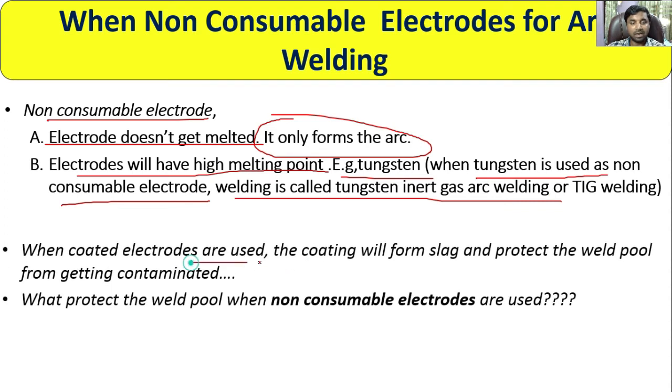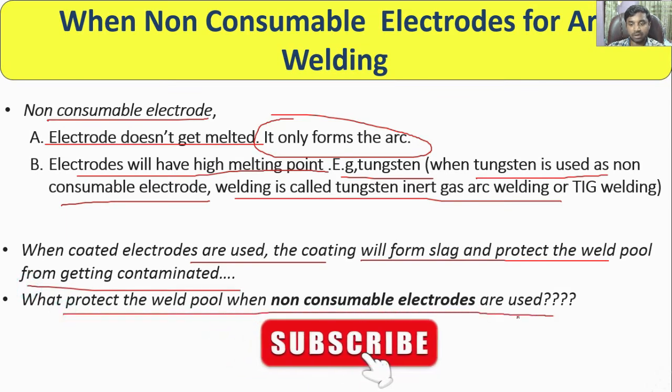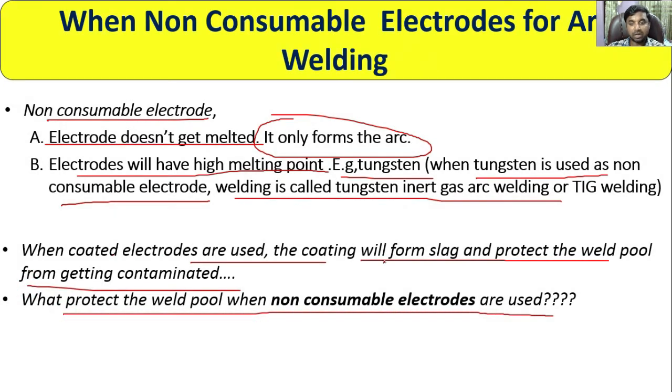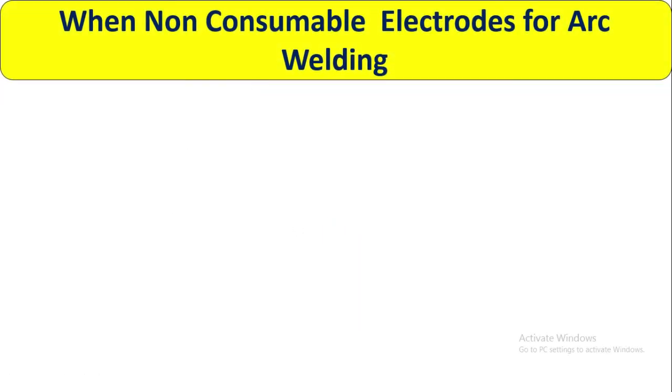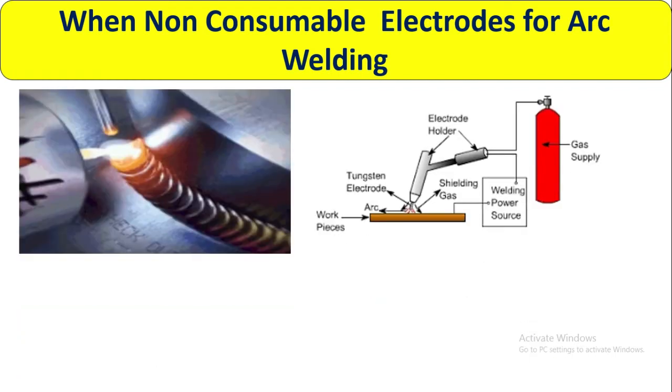When coated electrodes are used, the coating will form a slag and protect the weld pool from getting contaminated. But what protects the weld pool when non-consumable electrodes are used? In the coated electrode you can see there is a slag, the coating, that protects the weld pool from getting contaminated. But in a non-consumable electrode, what protects it? Now we can see here the non-consumable electrode for arc welding. So what are the things we need to see here?